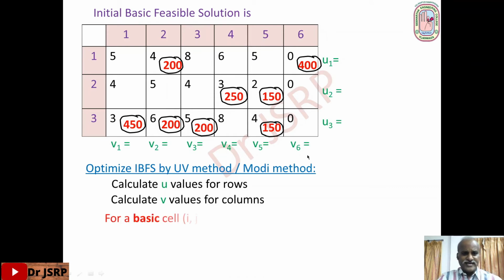So what is the relation between these two values? For a basic cell i comma j, the relation is Ui plus Vj equal Cij. So for a basic cell, the relation is corresponding U value plus corresponding V value equal cost of the cell. So here we have 8 basic cells. We have 8 equations, and number of unknowns are 3 U values and 6 V values. That is total 9 unknowns.